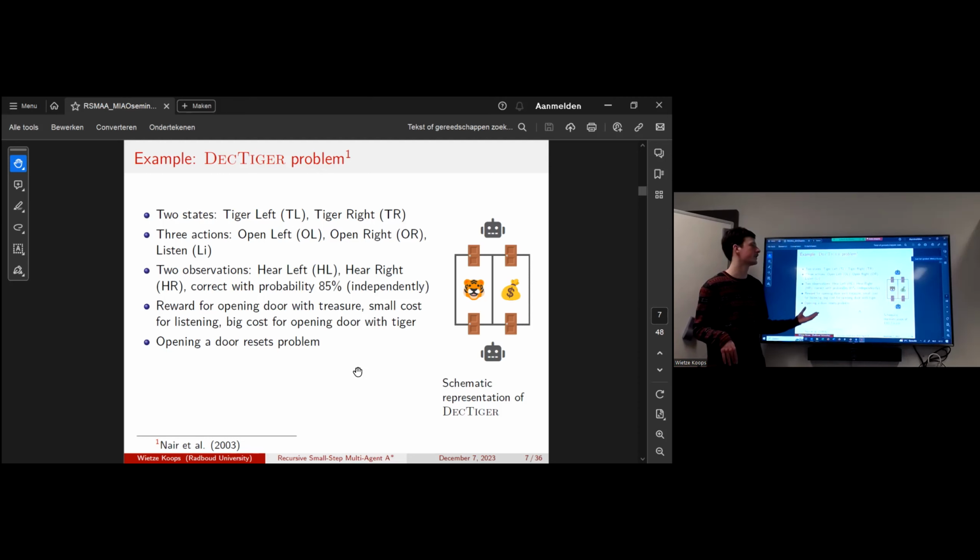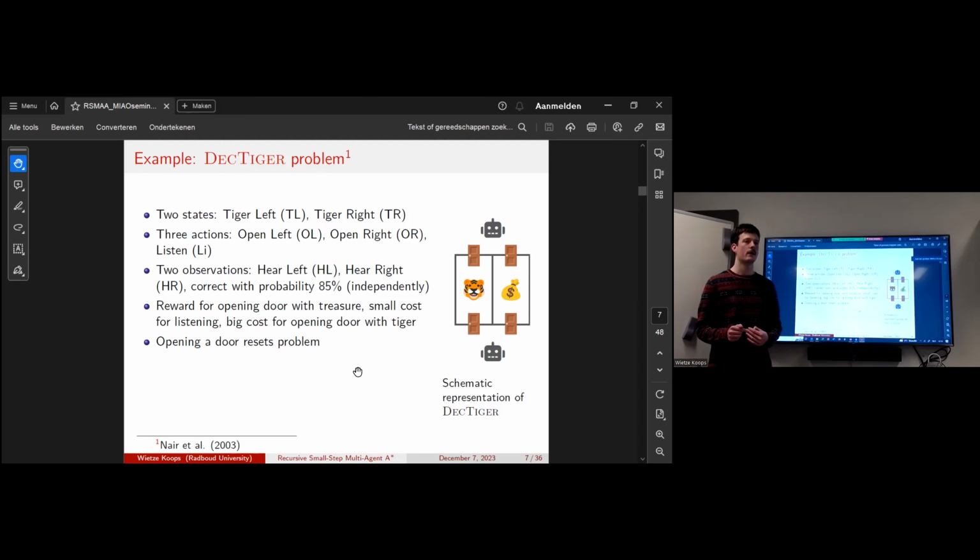Yeah, so opening a door resets the problem, so then they might switch secretly. So we're going to play this multiple times. Yeah, so we play over a finite horizon. So maybe beforehand we agree we'll play this for 9 stages, and then maybe the agents decide to open a door at stage 3, and then it will reset. And then they can maybe again open it at stage 6 and again at stage 9.